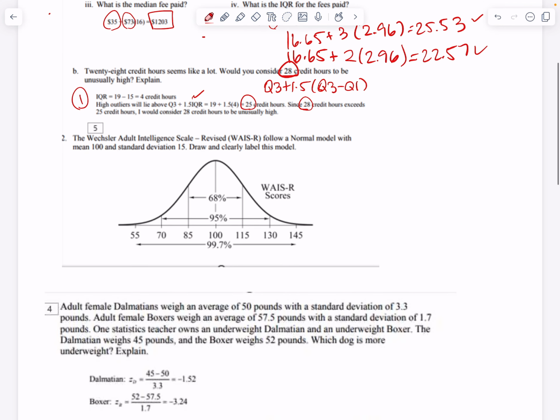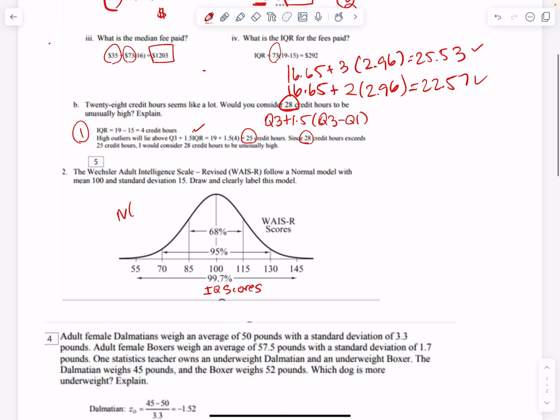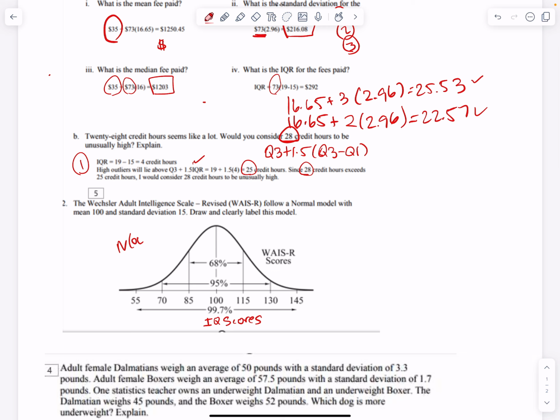Okay, for this one, this needs to be IQ scores, needs to be down here, and the points would be 15 points, where you have a title, label, 68%, 95%, 99.7%, and N 115.